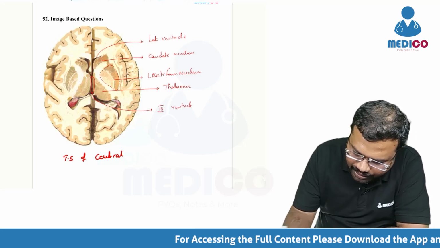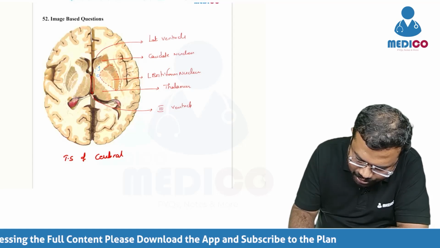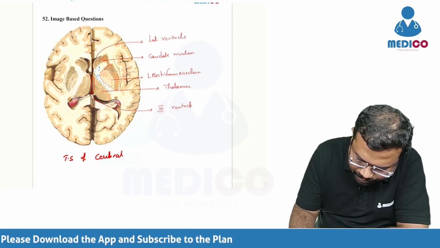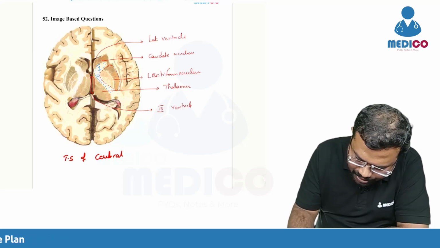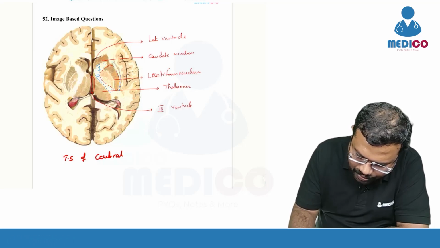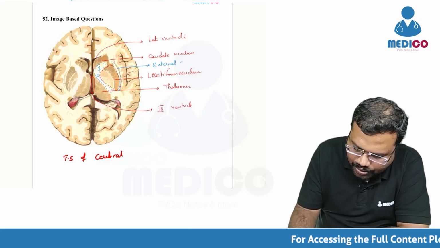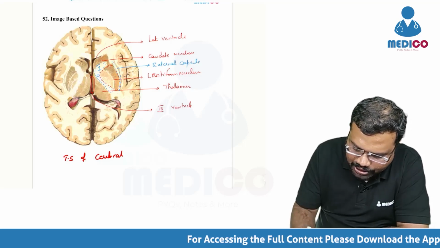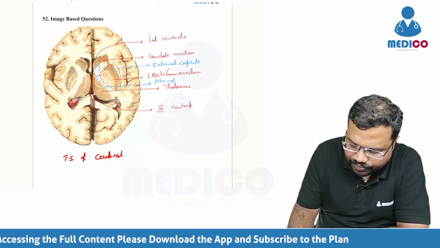So we'll take a different color. This entire structure is called the internal capsule, which I am highlighting with blue color, and this entire structure is called the external capsule. So the internal capsule and external capsule are based upon the lentiform nucleus.